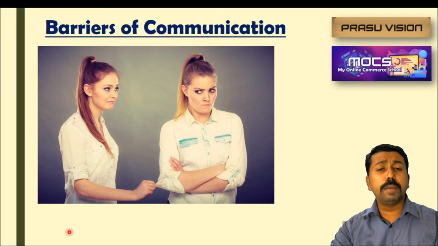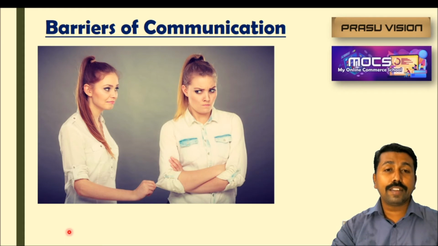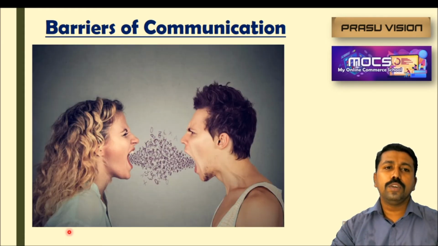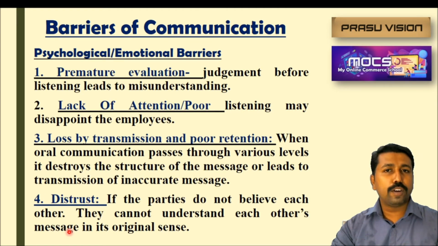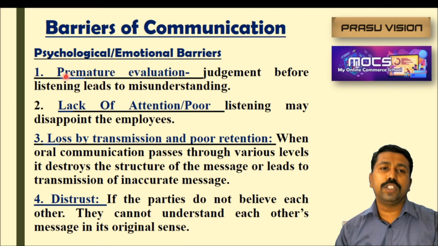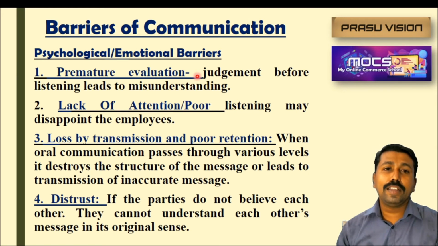Next one is related to our emotions, our feelings. We can say it is a part of psychology. So, psychological barriers are also there which break the communication. Psychological or emotional barriers. So, the first one coming under the psychological barrier is premature evaluation. Sometimes the subordinate will interfere in the communication process before the superior completes his communication process. At that time, the communication process is breaking.